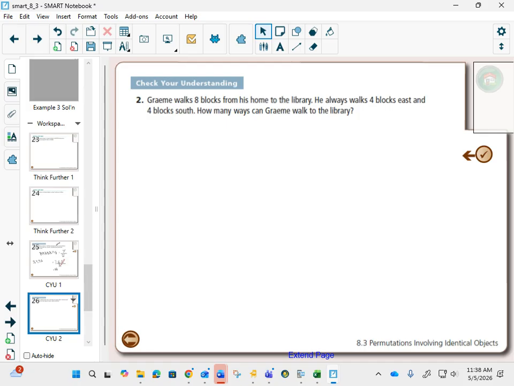What was the first question? What was the circle? 4, 5, 6, and 7. No, wait, the last one? Number 1? Number 1 was 3, 4, 5, 6. Oh, 3, 4, 5, 6. Sorry, I got confused. 3, 4, 5, 6.